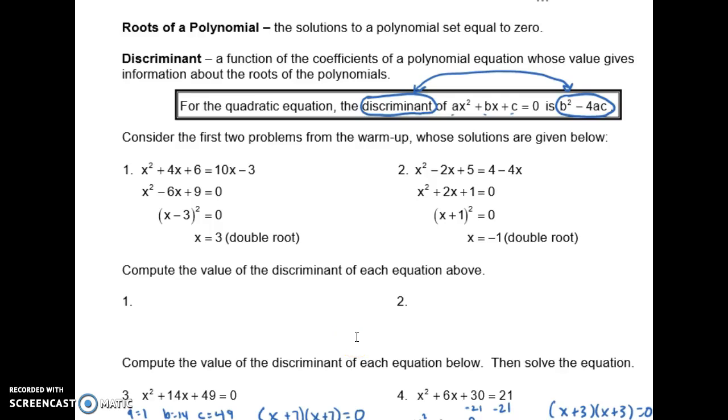In this section, we're going to explore the discriminant of a quadratic equation. Now, the discriminant is part of something called the quadratic formula, which we are going to explore in the next video. We're not quite there yet. We want to just make sure we got this down first.